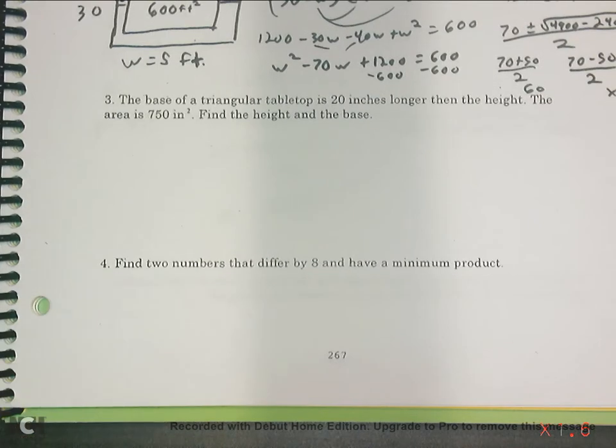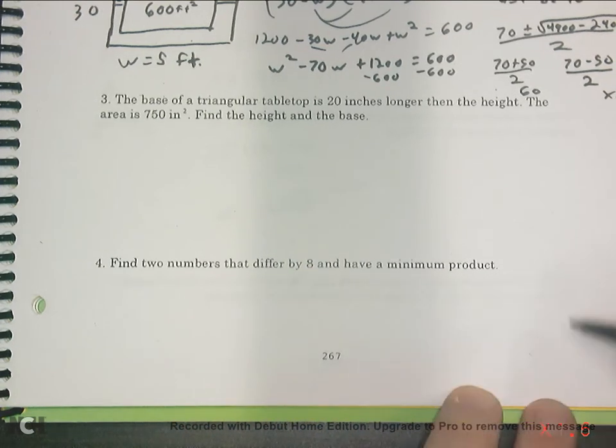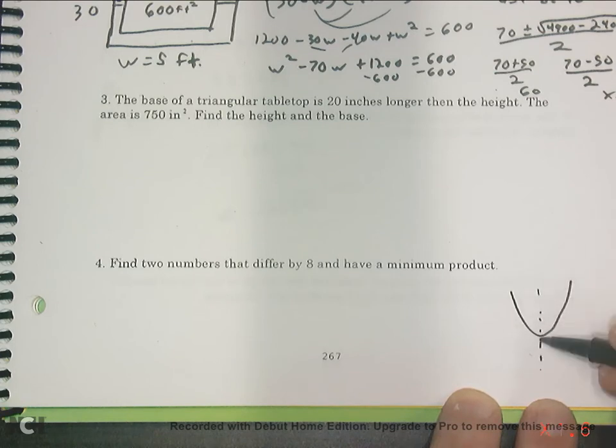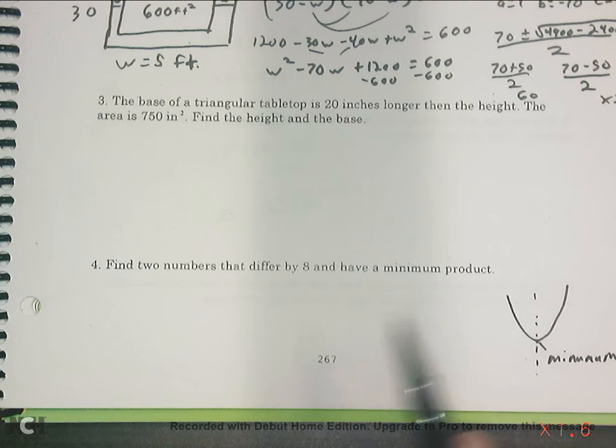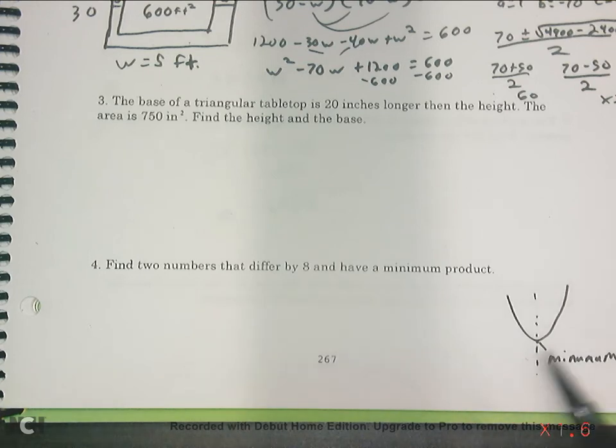This one again is a bit of a thinker. So find two numbers that differ by 8 and have a minimum product. So minimum is talking about, when we talk about a parabola, it's a vertex, right? And it's an open facing vertex or parabola, so it's going up. This would be a minimum right here. Okay, so I need two numbers that differ by 8 and have a minimum product. So that means when I multiply them together, it would become the minimum.